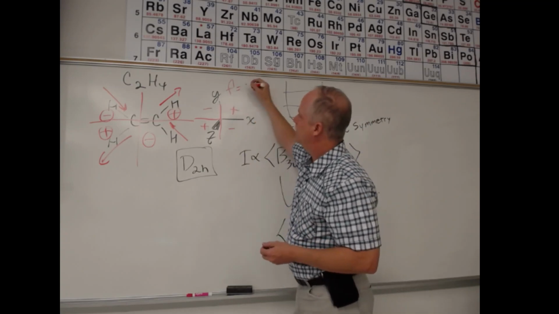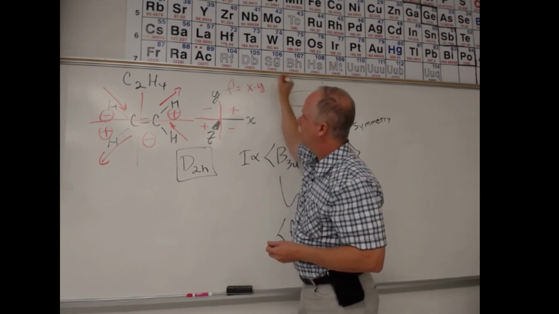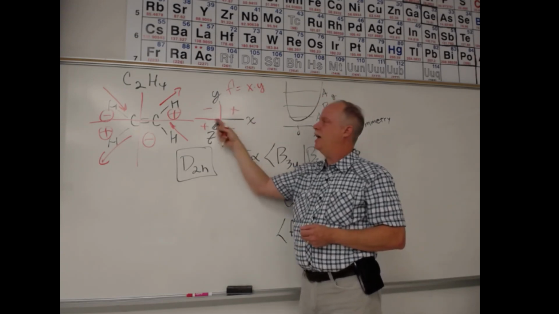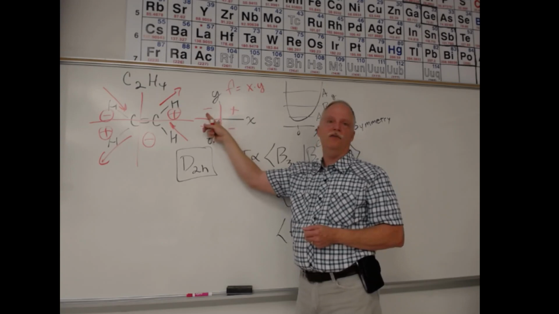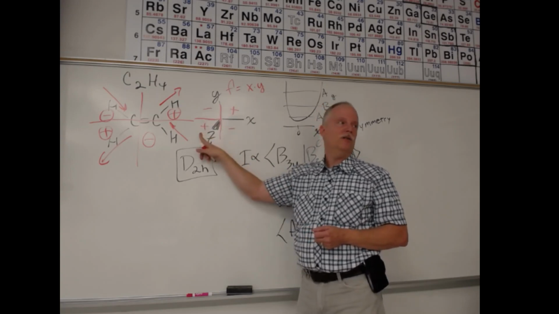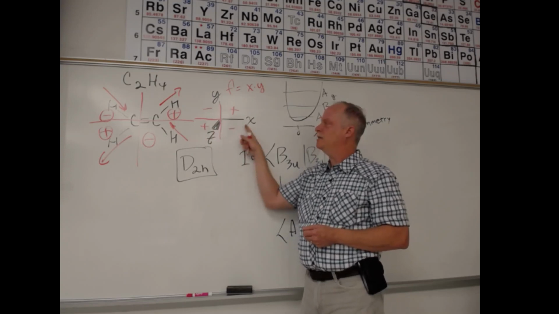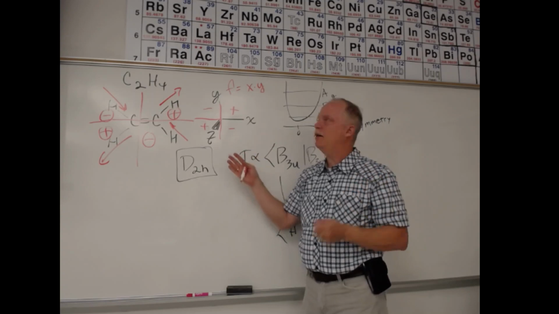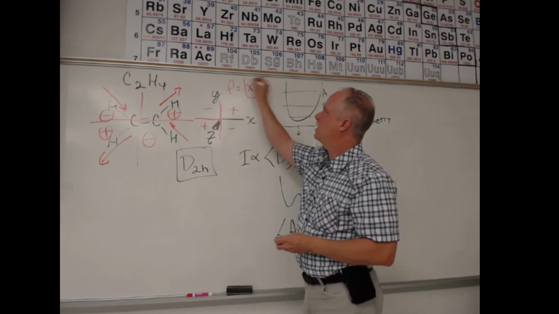F is equal to x times y. X times y in this quadrant is positive. Negative x times positive y is negative. Negative x times negative y is positive. And negative y times positive x is negative. So we see that mathematical pattern of this kind of function, xy symmetry.